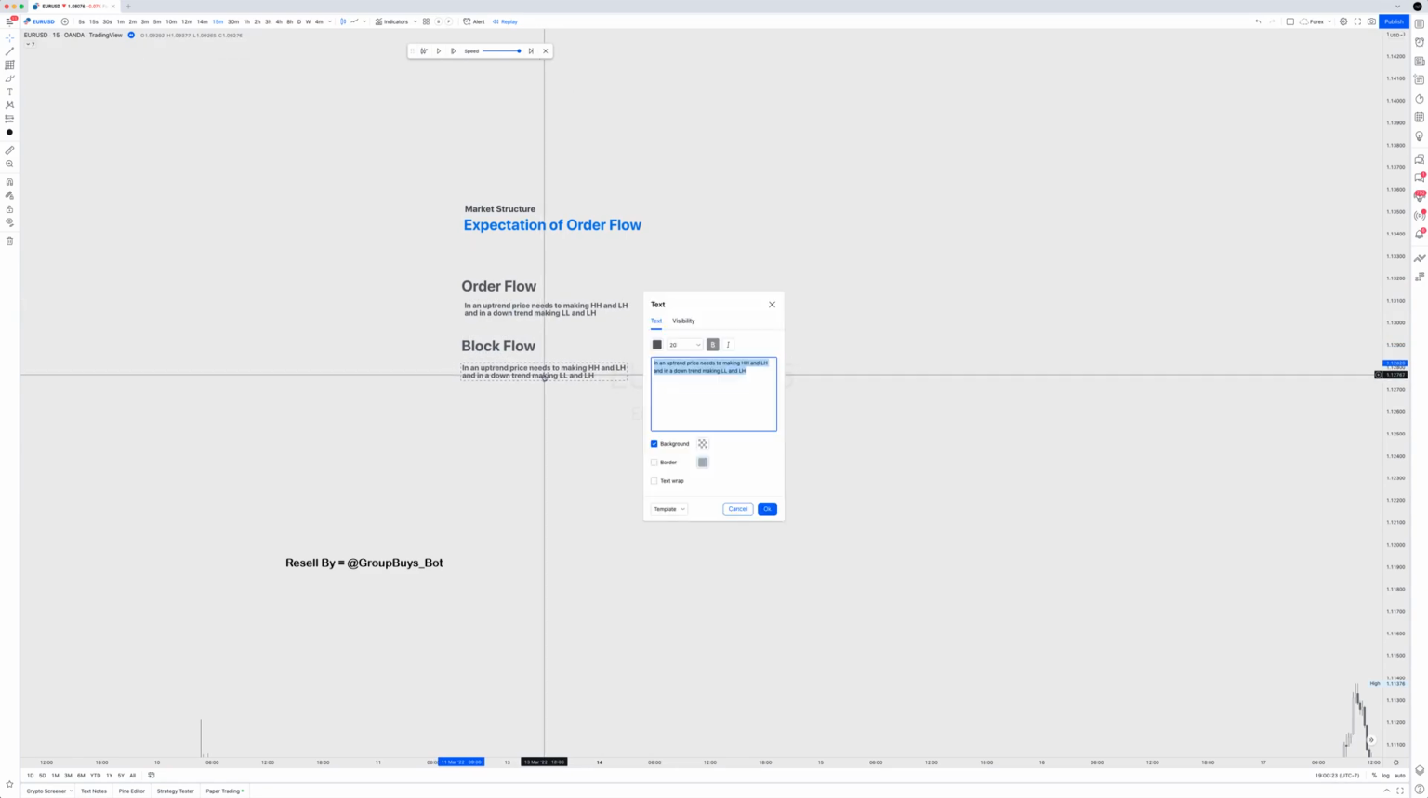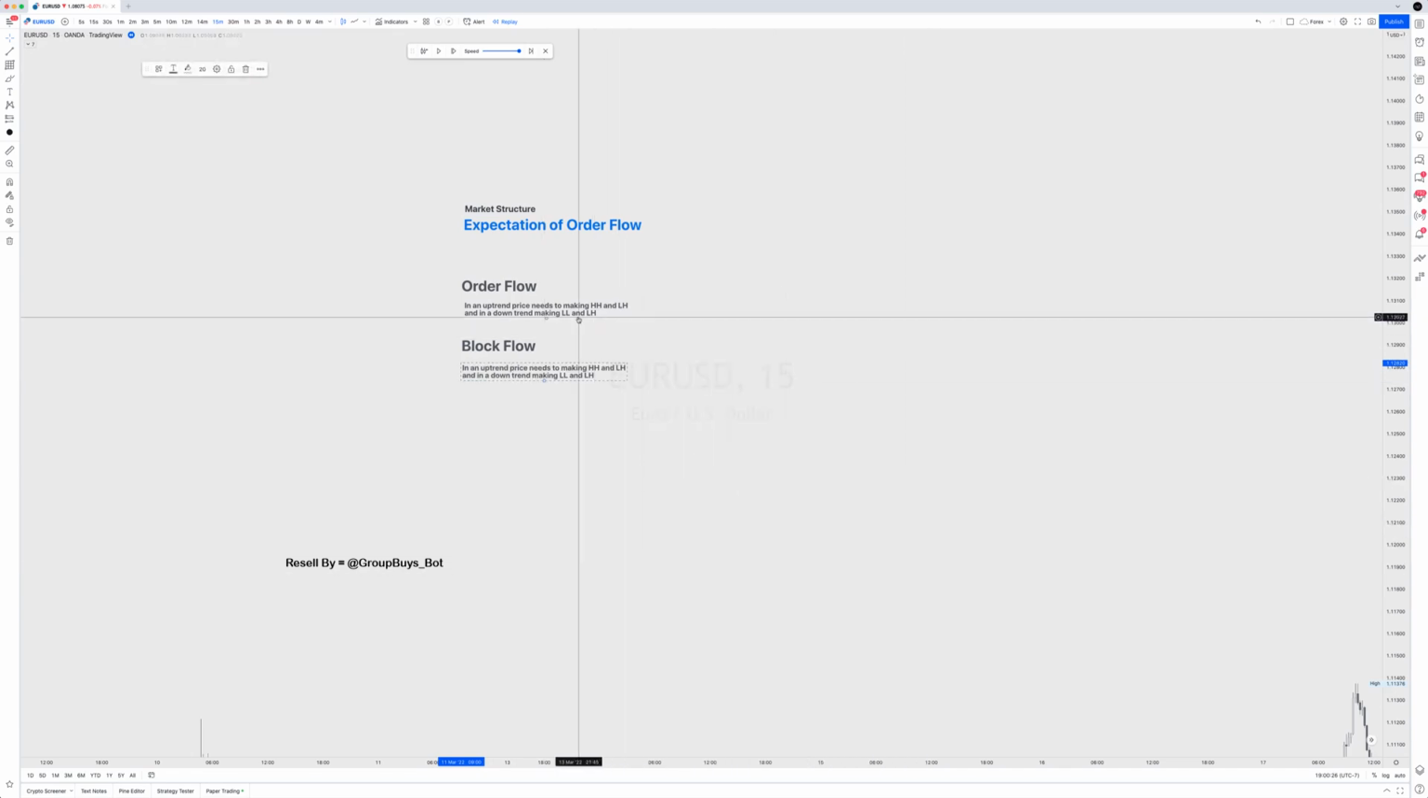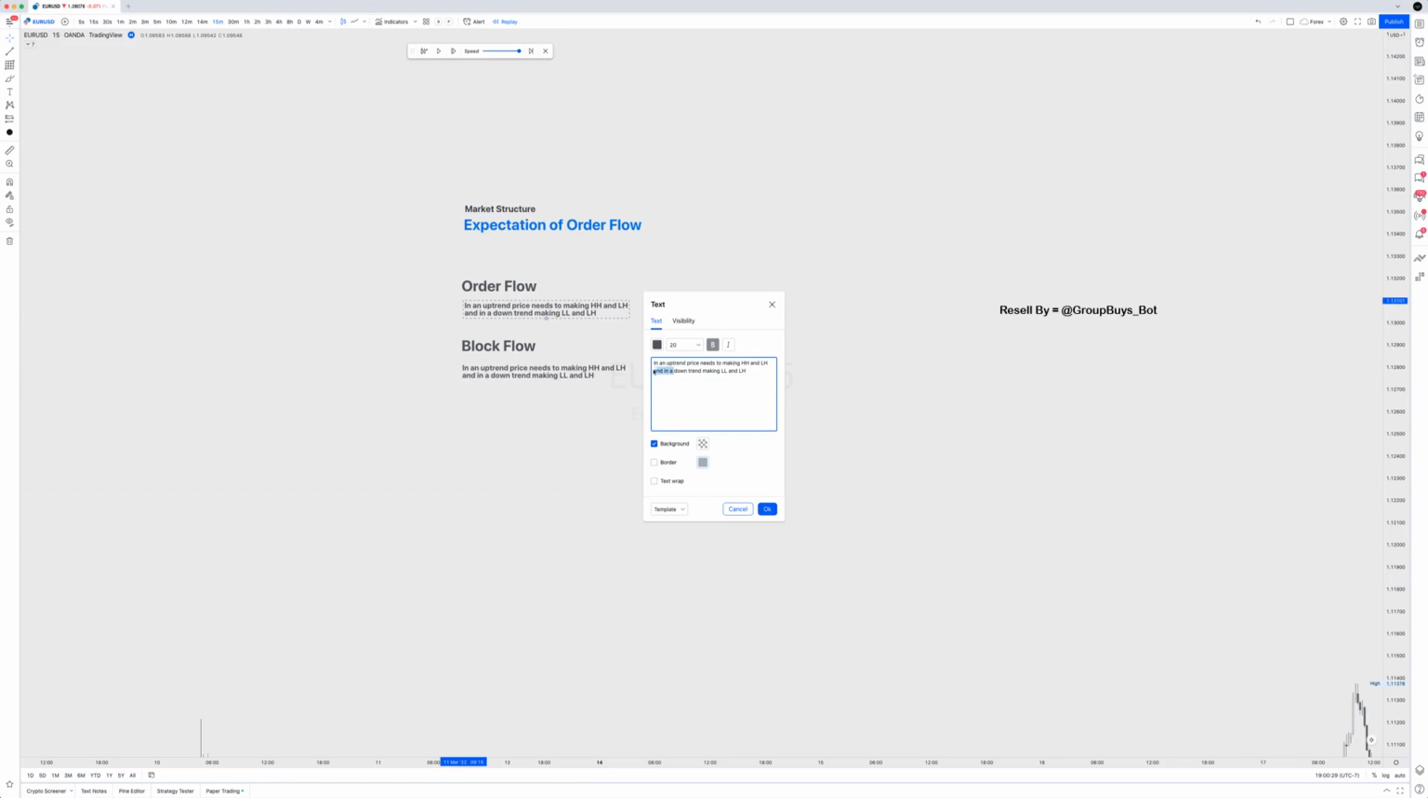In block flow, in a downtrend, price must respect the previous, I'm going to say two things, S&D zone, so supply and demand zone, or OB.